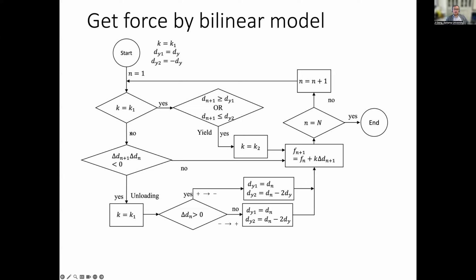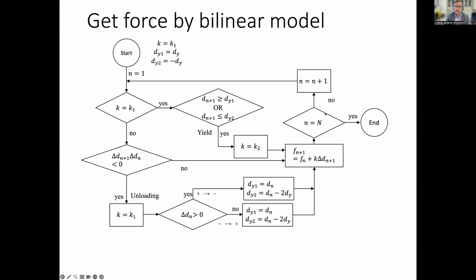And if k is not k1, we check if they're unloading. Here I use incremental displacement to check. If yes, unloading happens, so we change back to k1, and we update dy1 and dy2 using this process. Then we calculate the force: Fn plus 1 equals Fn plus k times delta dn plus 1. And then we check if n equals the total number of analysis steps. If yes, finish. If not, go again. Okay.